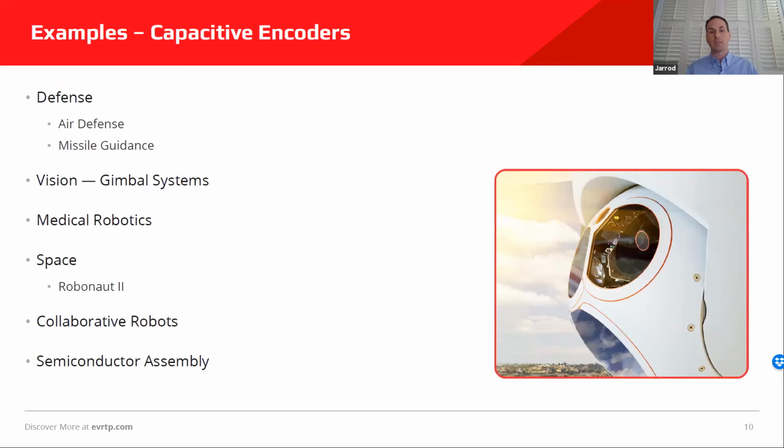You can find capacitive encoders in outer space. So for example, capacitive encoders spent 6+ years in space on NASA's Robonaut 2. Here we have lightweight, resistant to shock and vibration, which are all significant advantages when selecting a sensor for space applications. And then last, as price decreases, we're seeing more and more capacitive encoders enter the collaborative robot and semiconductor assembly fields. So the ability to mount a high accuracy sensor that's resistant to EMI means that the encoder can be mounted adjacent to a motor and drive without fear of interference.